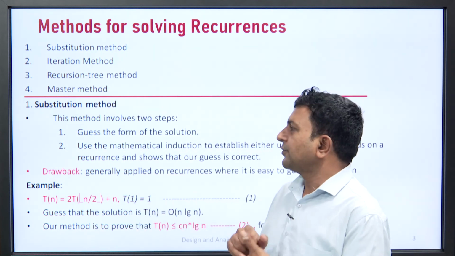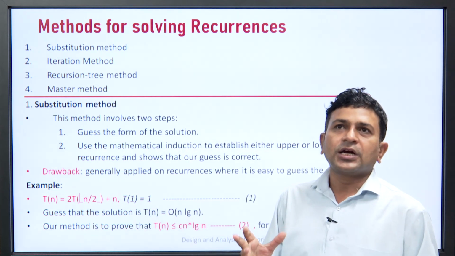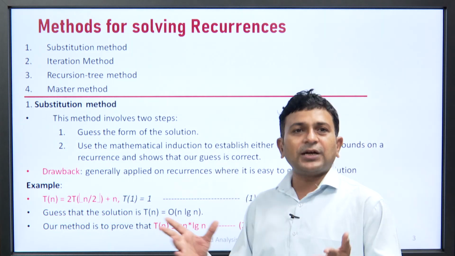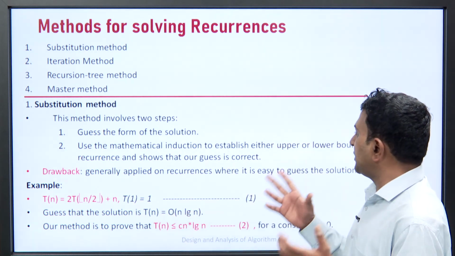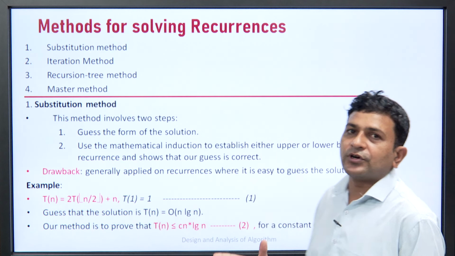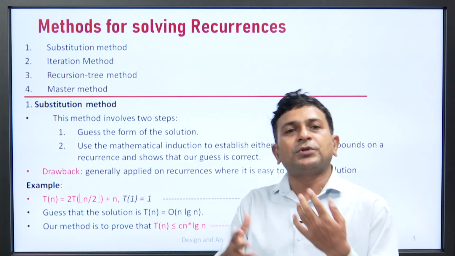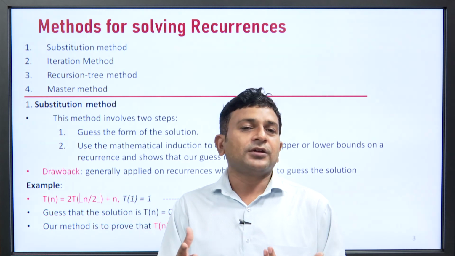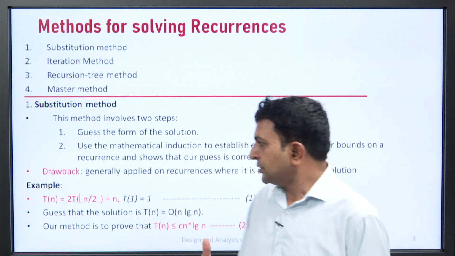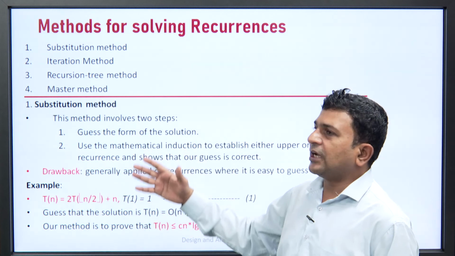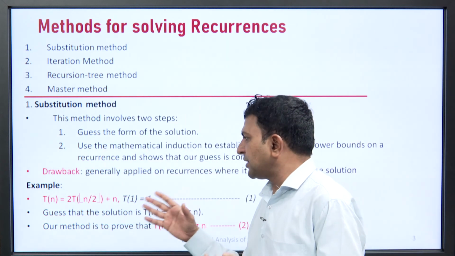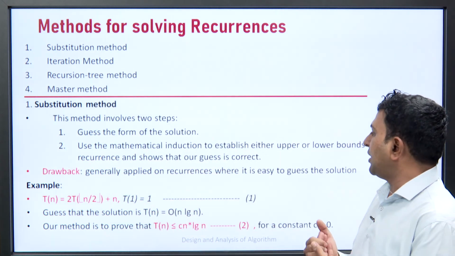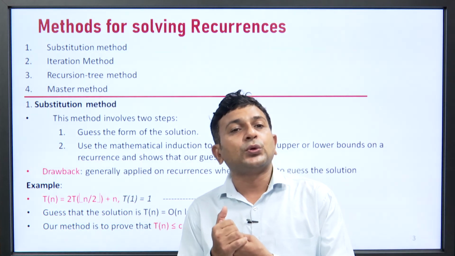The steps are: first we guess the form of the solution, and second we use mathematical induction to establish the upper bound or the lower bound for the given recurrence, and finally we prove that whatever guess we have taken is actually satisfied with some constant. The drawback of this method is that it is generally applied on recurrences where we can easily guess the solution.